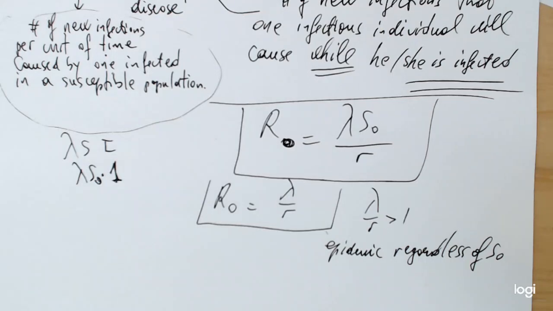So with that in mind, let's close this part, and then we're going to talk in the next part about how to find the final size of the epidemic, how to integrate the model, and discuss the final size of S and R.